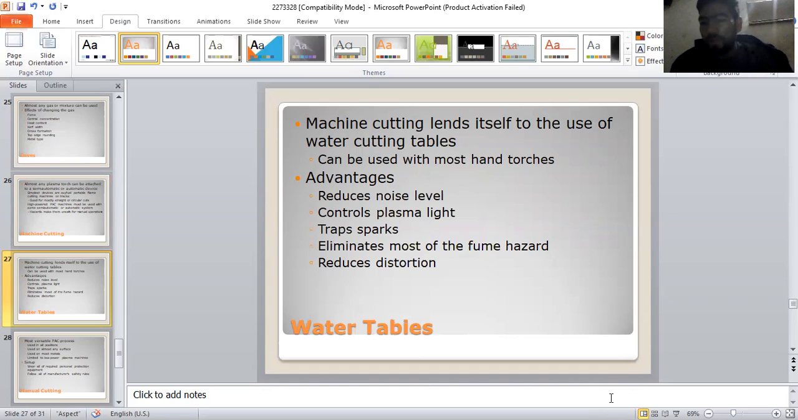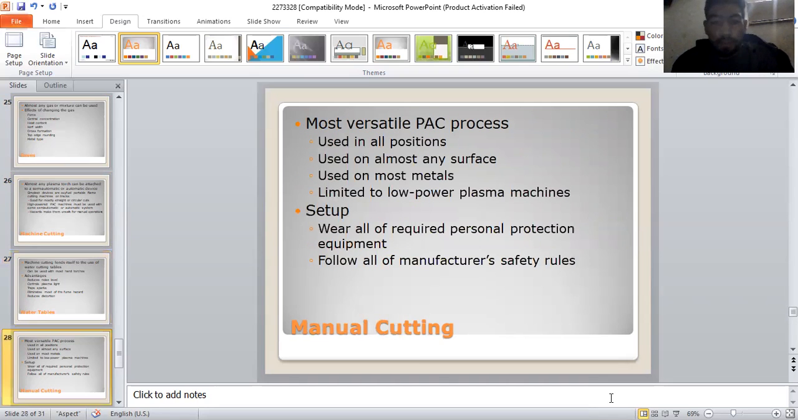There are the following advantages of using a water table: you reduce the noise level, and control the plasma light. Plasma has a very high temperature, so it may cause lubricants to boil up, which usually doesn't happen in daily life, but due to the high temperature of plasma, lubricants found in our homes may blow up, so it prevents that. It traps and controls sparks, eliminates most of the fume, and reduces distortion. Very good advantages of using water tables.